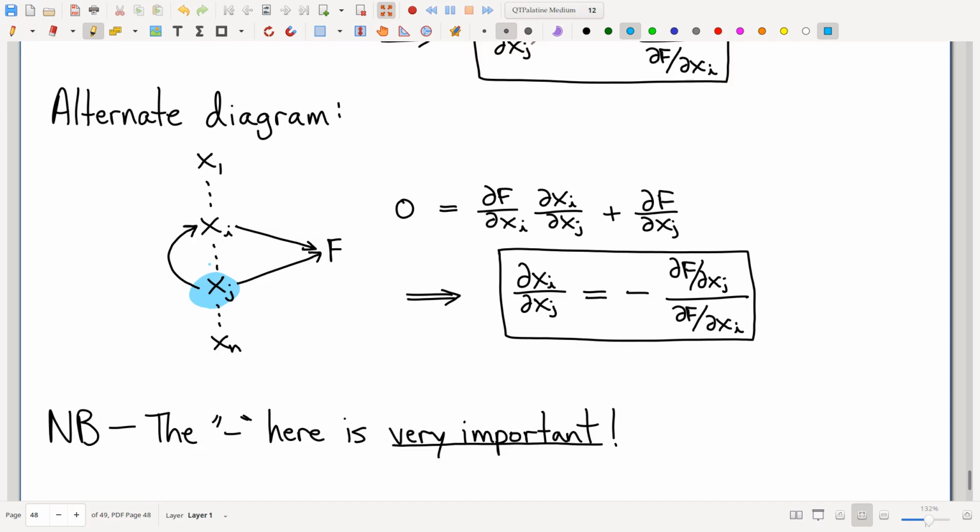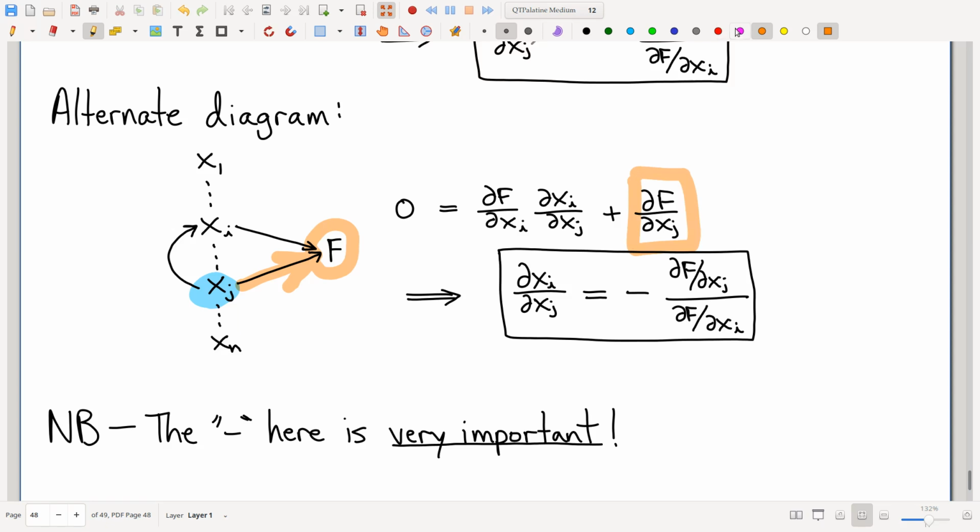What are all the different ways that changes in xj could propagate to cause changes in f? Roughly speaking, there are two ways it can happen. On the one hand, xj is literally one of the input variables for f. So when you change xj, it will directly contribute to how much f is changing.